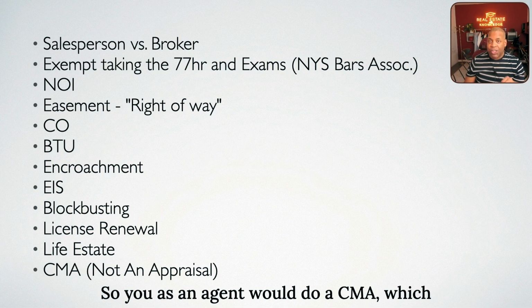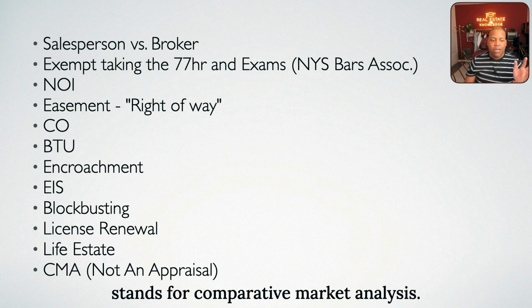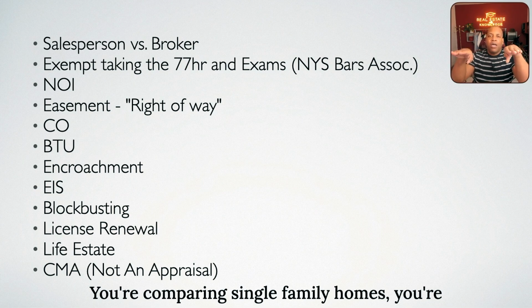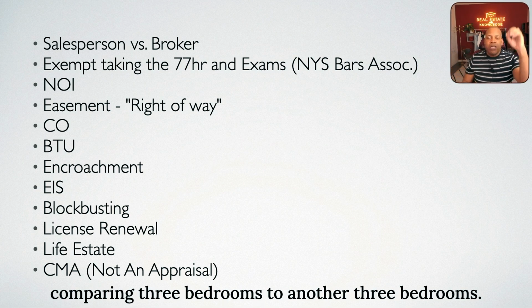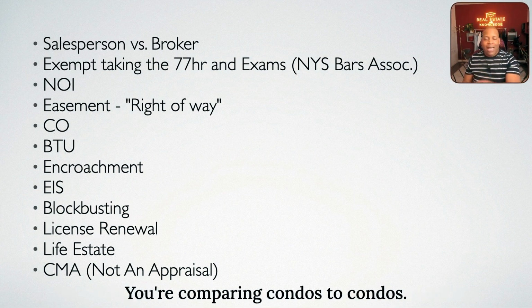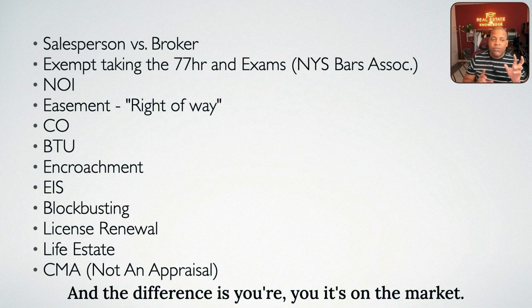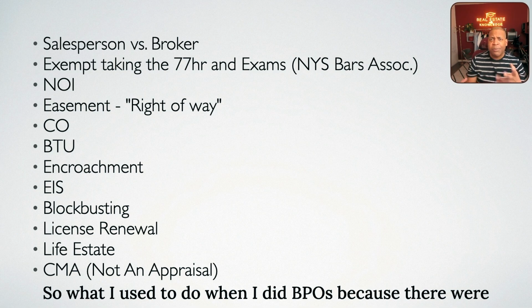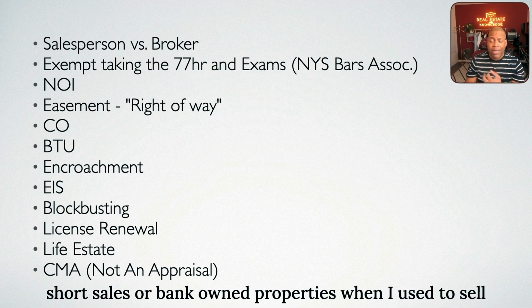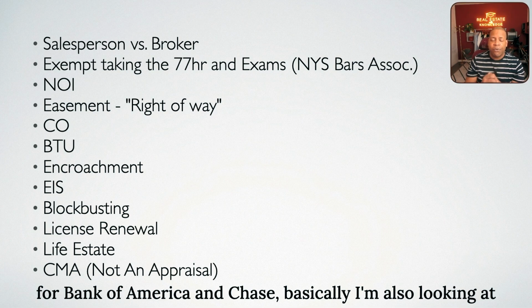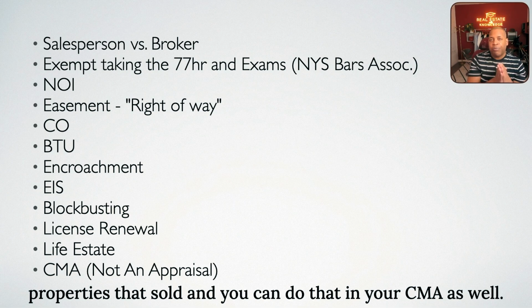So you as an agent would do a CMA, which stands for comparative market analysis. So what are you comparing? You're comparing single family homes, 3 bedrooms to another 3 bedrooms, condos to condos. And the difference is it's on the market. What I used to do when I did BPOs, because there were short sales or bank-owned properties, when I used to sell for Bank of America and Chase, I'm also looking at properties that sold. You can do that in your CMA as well.